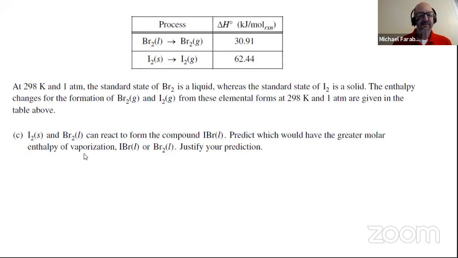All right, part C. They're showing you a molecule that is not featured in the table above, and that's IBr. So an iodine bonded to a bromine. It says that iodine and bromine can react to form the compound IBr, iodine bromide. Predict which would have a greater molar enthalpy of vaporization. So IBr liquid or bromine liquid.